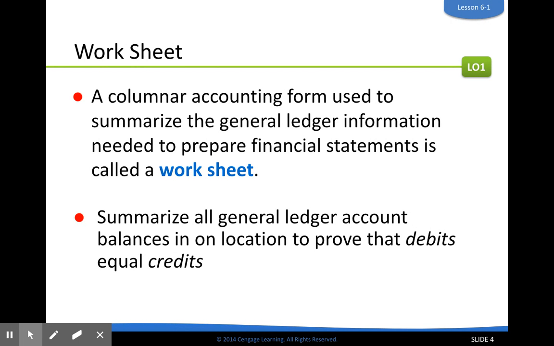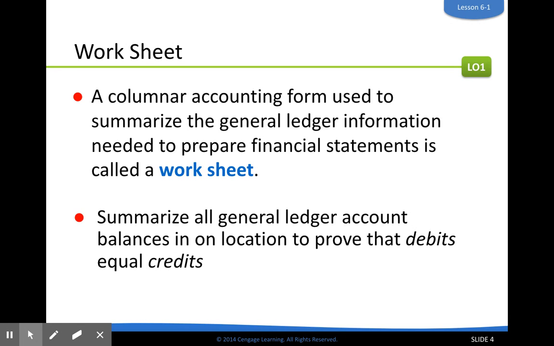So I said we're going to talk about a worksheet. A worksheet is a columnar accounting form. So columnar has a bunch of columns, just like our journal, just like our ledgers. Columns are an organized way of preparing information. So we prepare this worksheet using the general ledger, and then we use that worksheet to prepare financial statements. So we're going to learn how to prepare that today. It's really pretty simple, transferring numbers directly from the general ledger into the worksheet. This worksheet is a way to summarize all general ledger accounts in one location.